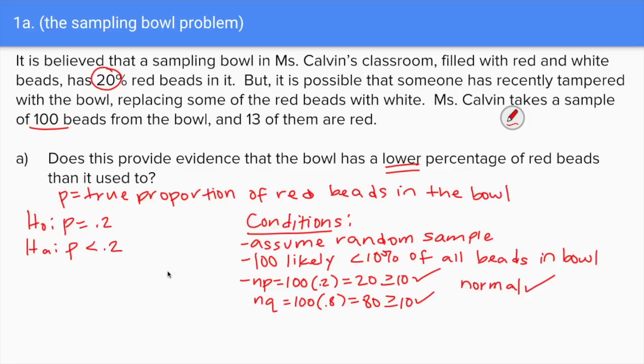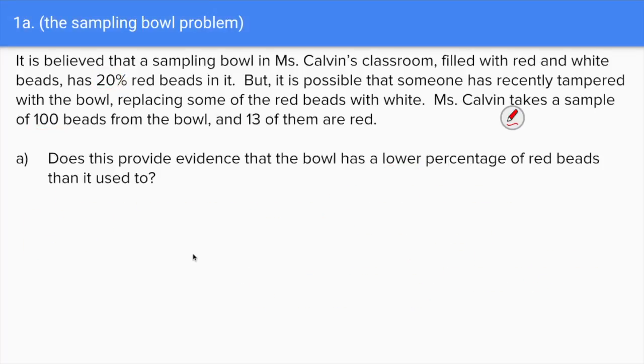Now I'm ready to move on to my calculations. My calculations are finding the probability of getting what we got in the sample, which is 13 out of 100, in this sampling distribution of all possible samples I could have picked. So I'm going to draw that out as a normal model. I know, because of my conditions passing, that this distribution of all sample proportions is roughly normal.